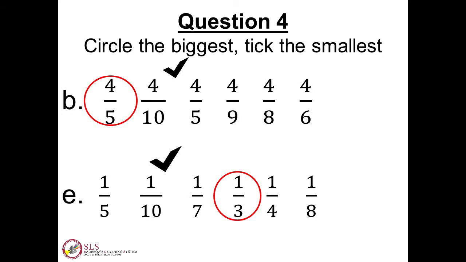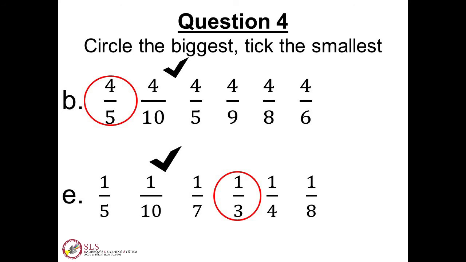According to the rule, in unlike fractions, the smaller the denominator, the greater is the value of the fraction. So fraction 4 by 5 is with smaller denominator. So this fraction is greatest. Circle fraction 4 by 5. Fraction 4 by 10 is the smallest one. So put a tick on the fraction 4 by 10.